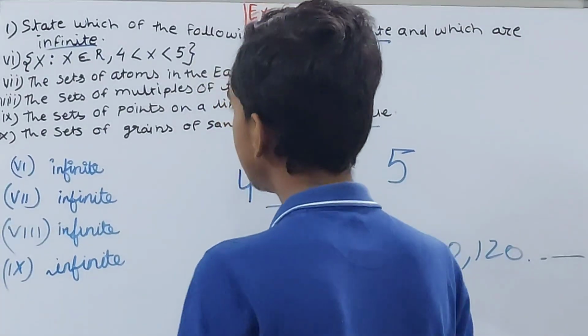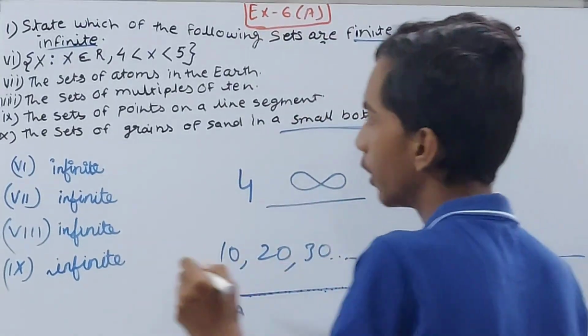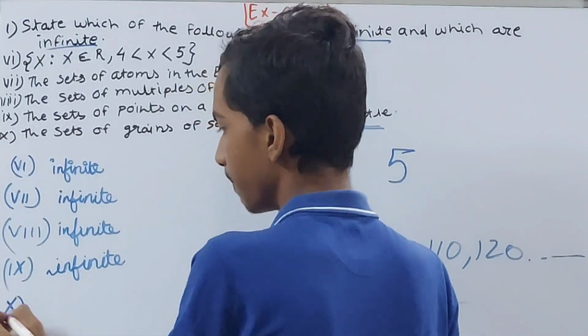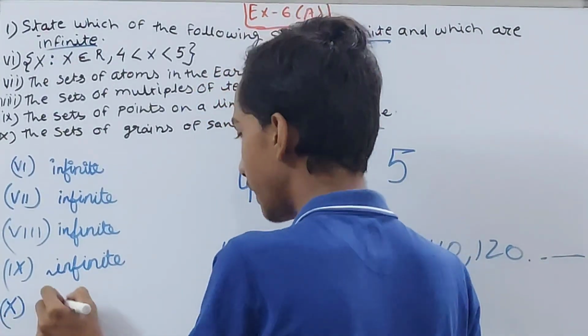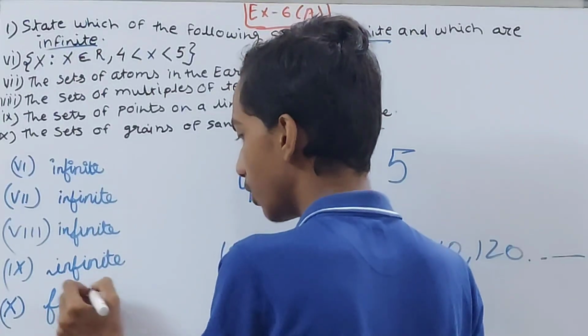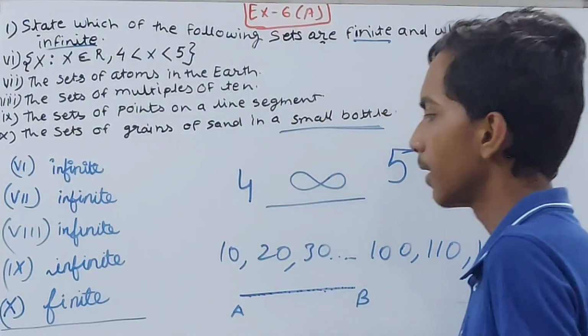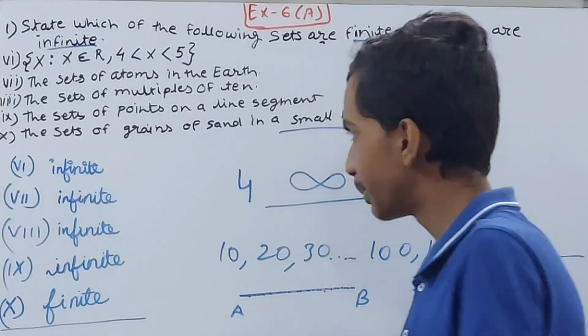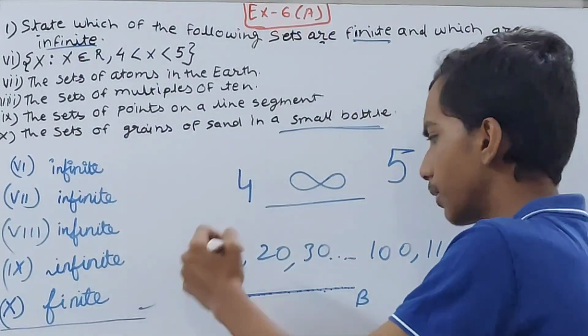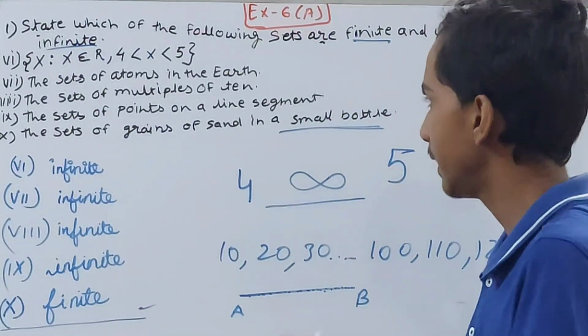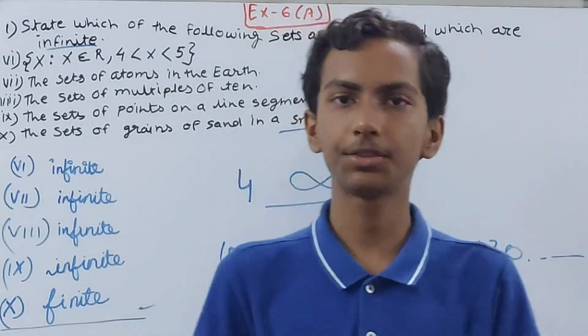The 10th part says the set of grains of sand in a small bottle. Very simple. This is a finite set. If we are talking about a small bottle, we can count it very easily. Although it doesn't quite match, this is what's given in the book. And if you're talking about a small bottle, it's possible that we can count the grains in it.